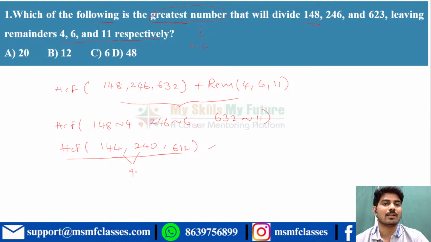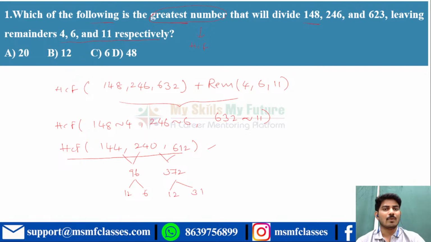So we are having a difference of 372. Now I can simply write this 96 as 12 × 8, and this 372 can be written as 12 × 31. This is a simplified form of these numbers. Among these numbers, I find that 12 is the highest common factor present.